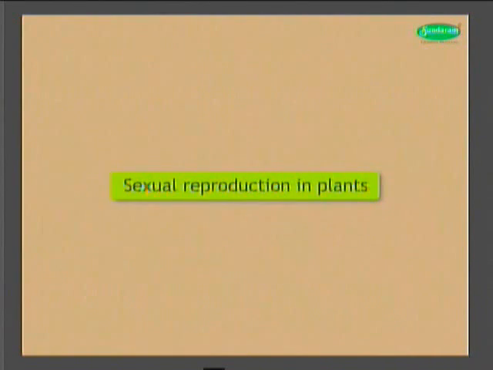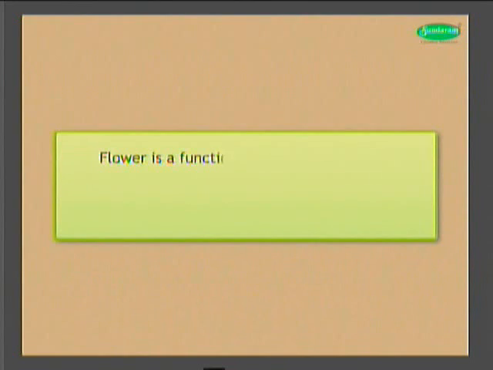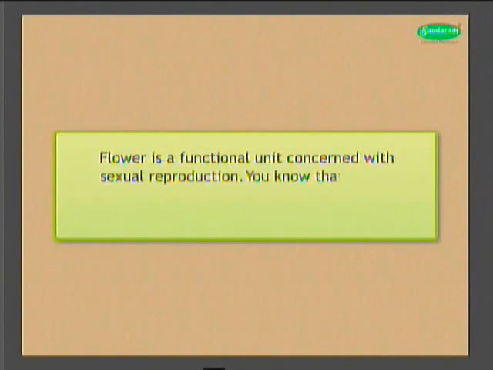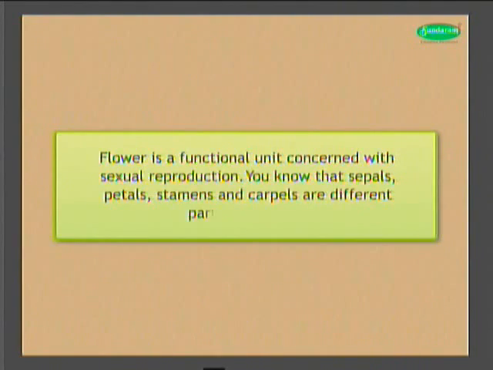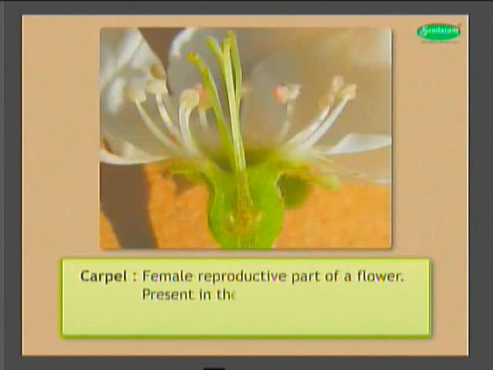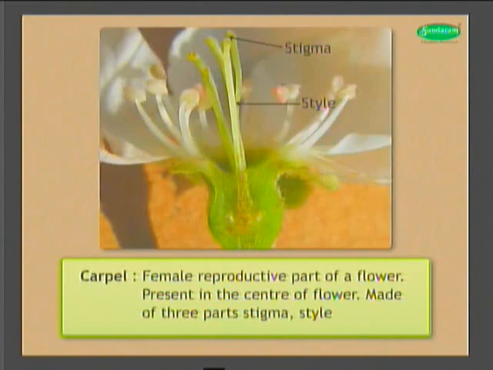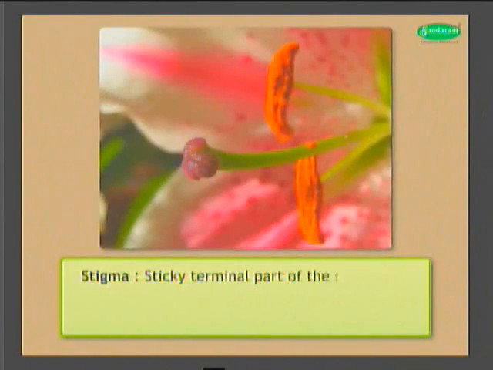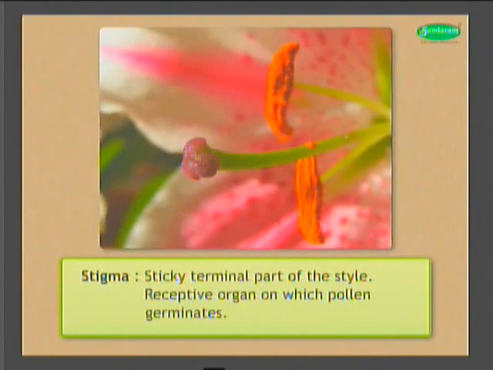Sexual reproduction in plants. Flower is a functional unit concerned with sexual reproduction. You know that sepals, petals, stamens, and carpels are different parts of a flower. Carpel, female reproductive part of a flower, present in the center of flower, made of 3 parts: stigma, style, and ovary. Stigma, sticky terminal part of the style, receptive organ on which pollen germinates.